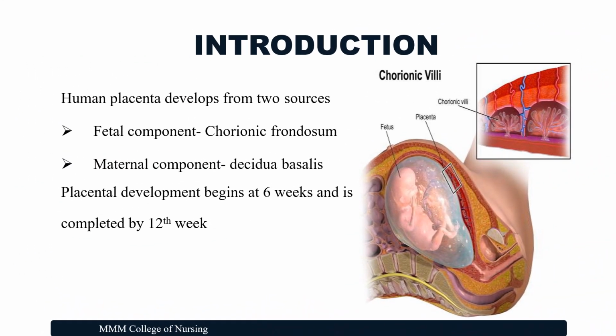The introduction. The human placenta is discoid because of its shape. The placenta is attached to the uterine wall and establishes connection between the mother and fetus through the umbilical cord. The human placenta developed from two sources. The principal component is fetal, which developed from the chorion frondosum, and the maternal component consists of decidua basalis. The placental development begins at 6th week and is completed by 12th week.